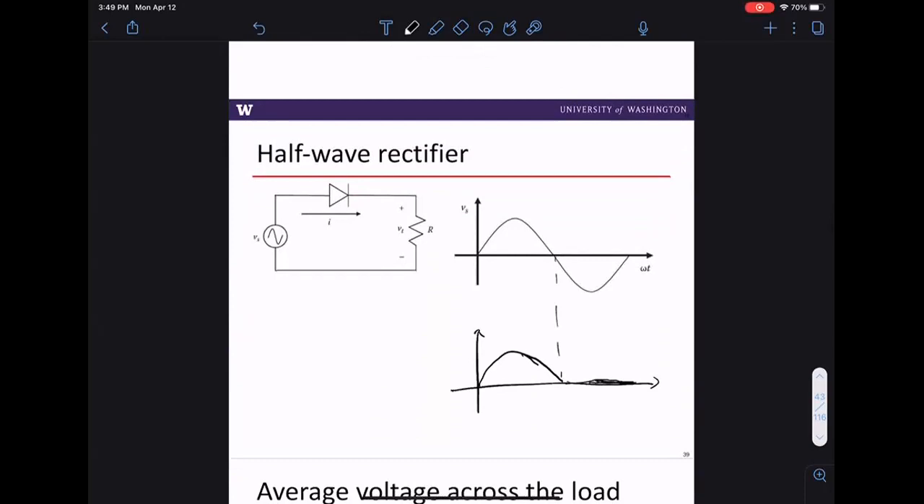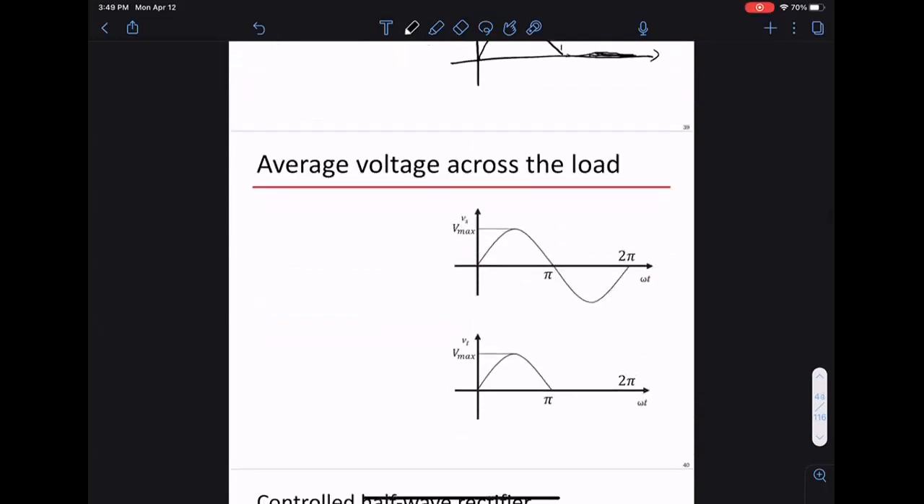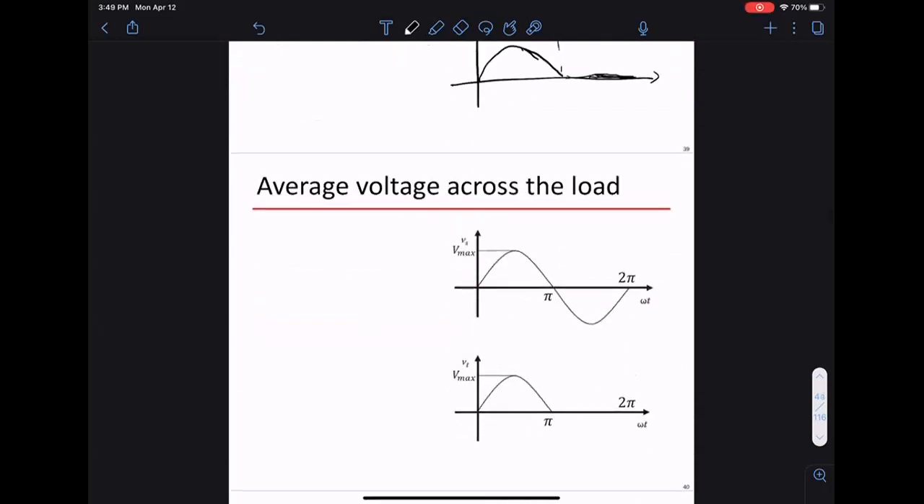So let's do some calculations with this half wave. For example, what is the average voltage across the wave? So let's say we want to compute the average output of this waveform. Okay?